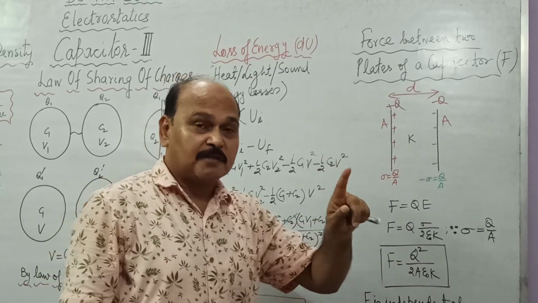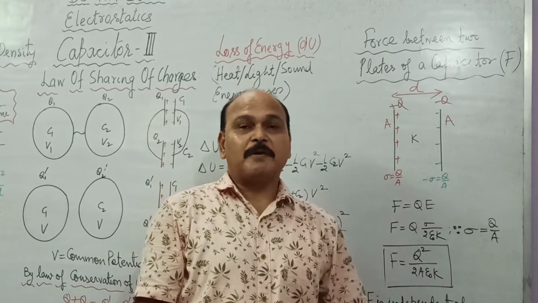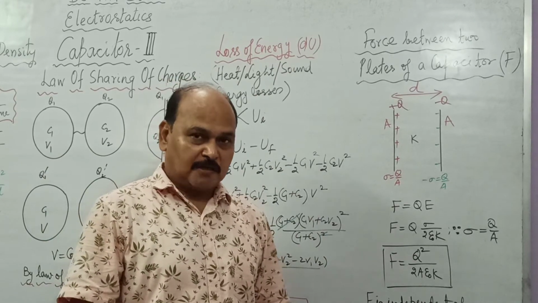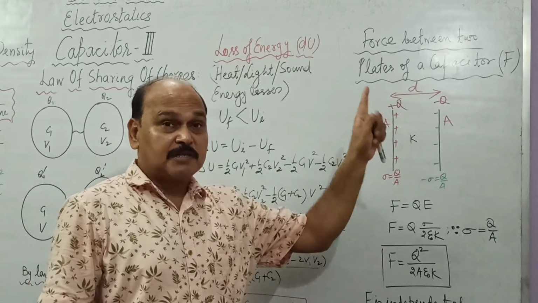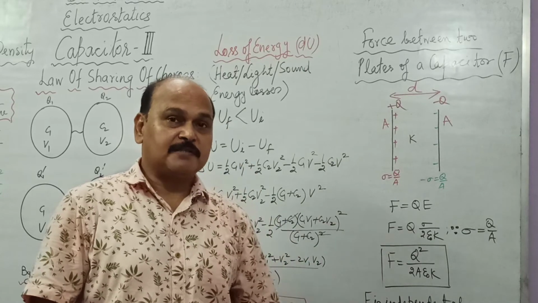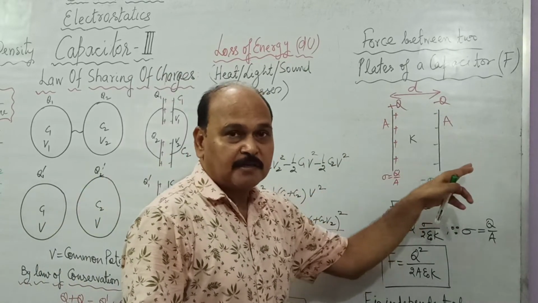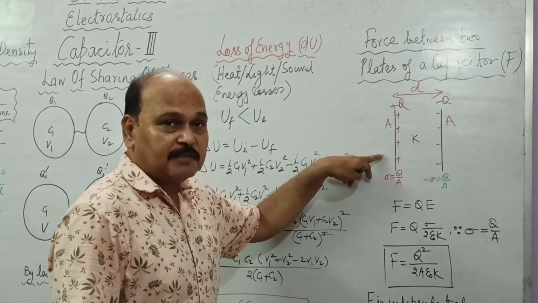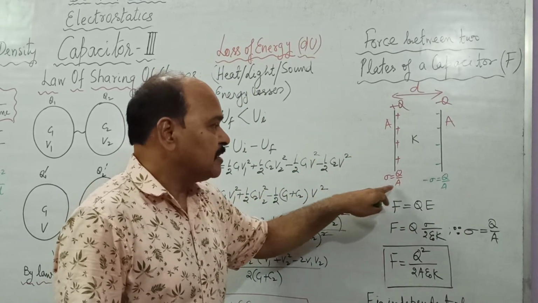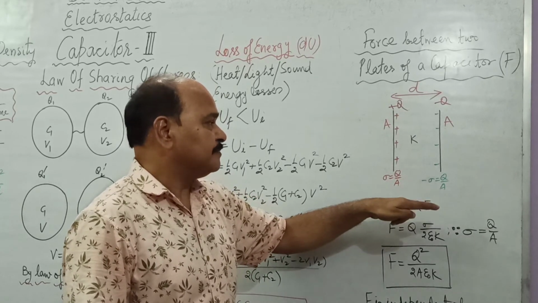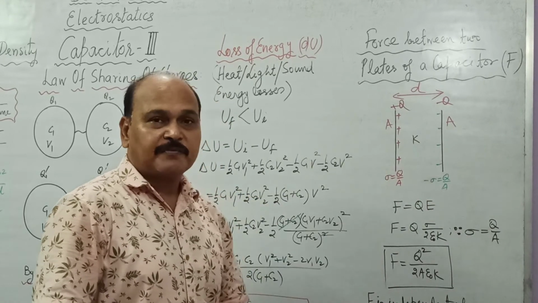Had these been point charges, the force would have been 1 upon 4 pi epsilon naught, Q1 Q2, that is Q square upon R square. But remember, these are not point charges. These are charges over a surface. This is a conducting plate, this is also a conducting plate. So these are surface charges, and the surface charge density here is sigma, and the surface charge density here is also sigma with negative sign.